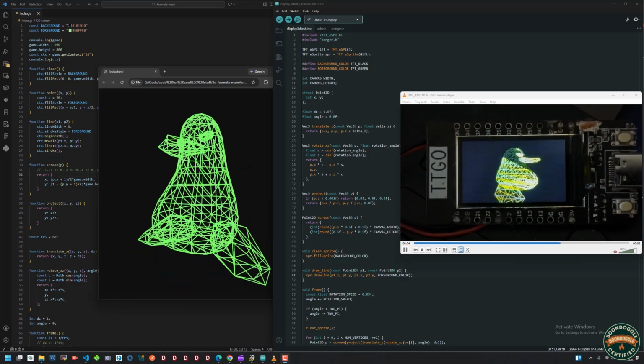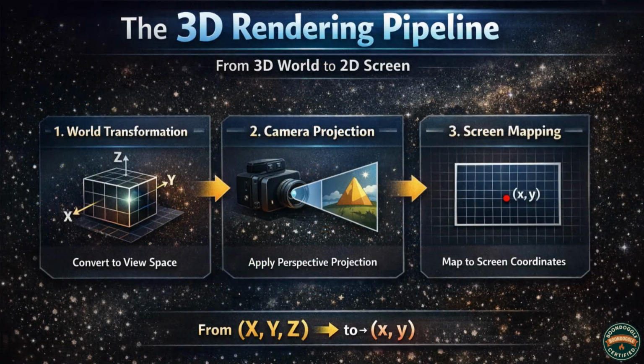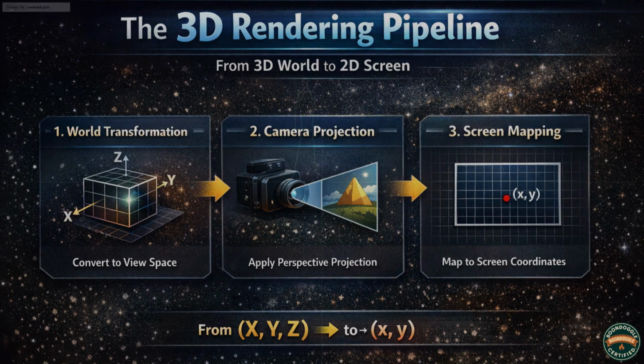But first, I'd like to talk about what these two code bases have in common. The goal of any 3D renderer is to take a point in 3D world space, XYZ, and find its corresponding pixel coordinate, XY, on a 2D screen. This process consists of three main steps, which are identical in both our JavaScript and C++ code bases.